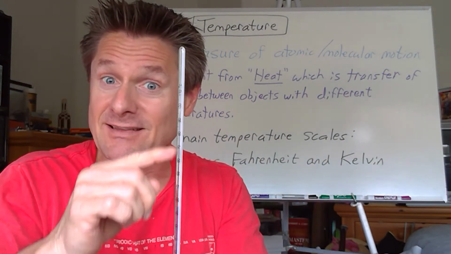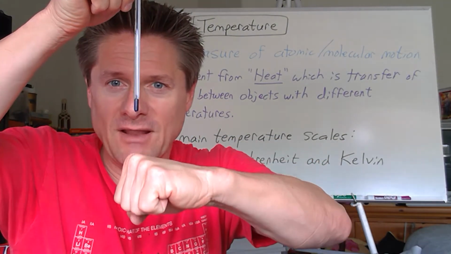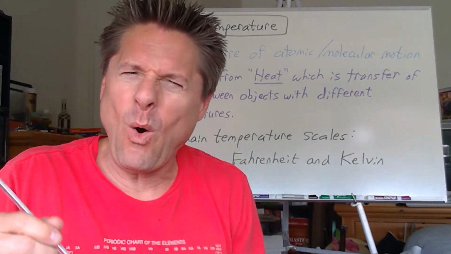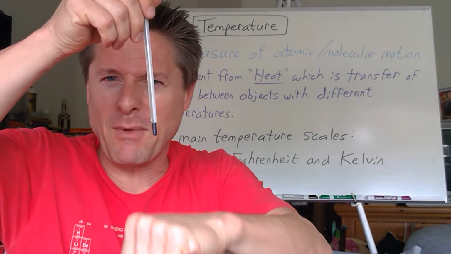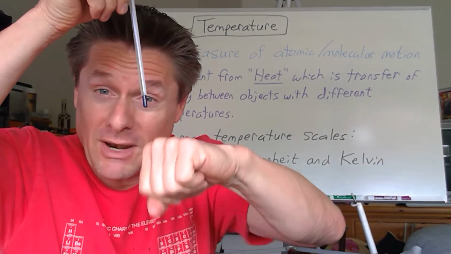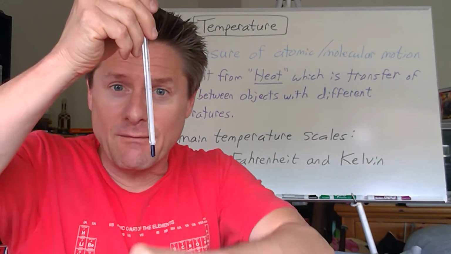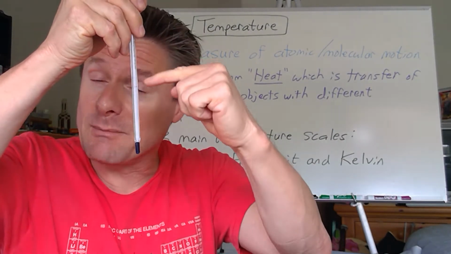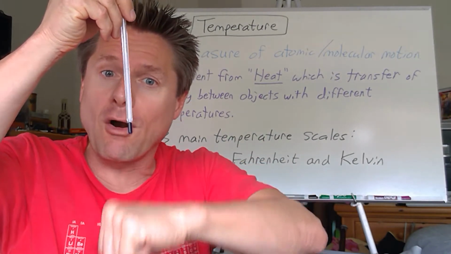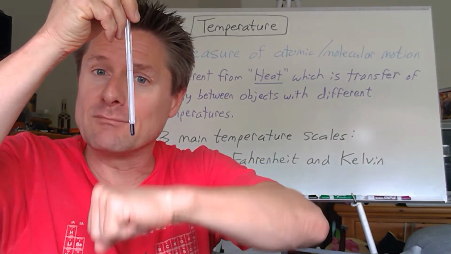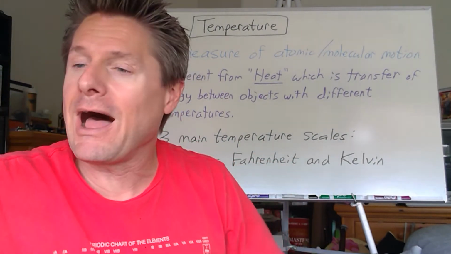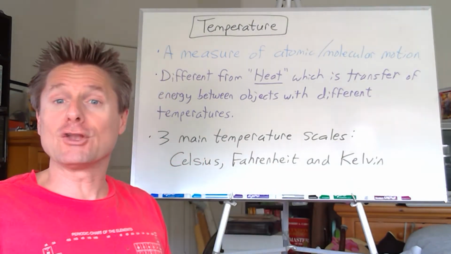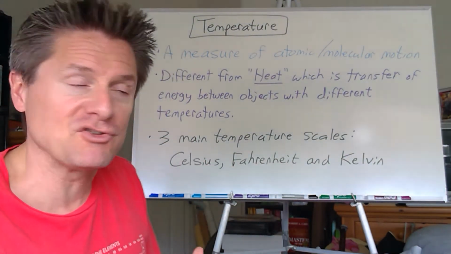That causes this to go up, right? So if this is vibrating faster, bonk, bonk, bonk. Oh, that hurt. Don't hit the bottom of thermometers hard. If it's vibrating faster, that's going to be higher. If it's vibrating slower, that's not going to be as high. So lower temperatures are slower or less motion. Higher temperatures are more atomic or molecular motion. So that's a rough idea of what temperature is.